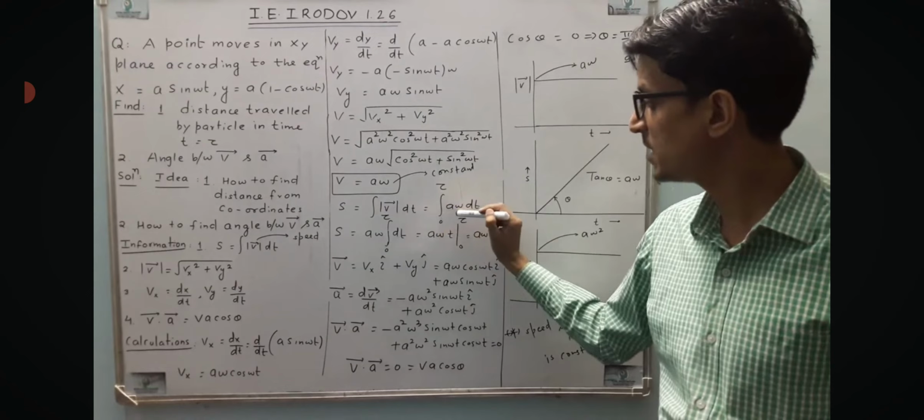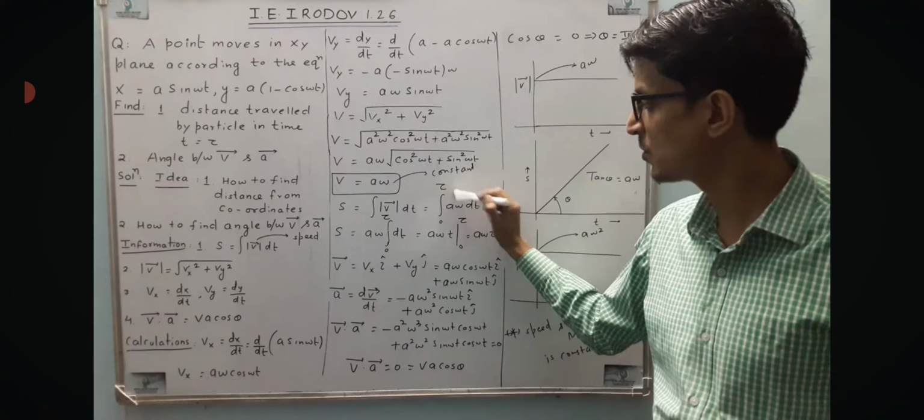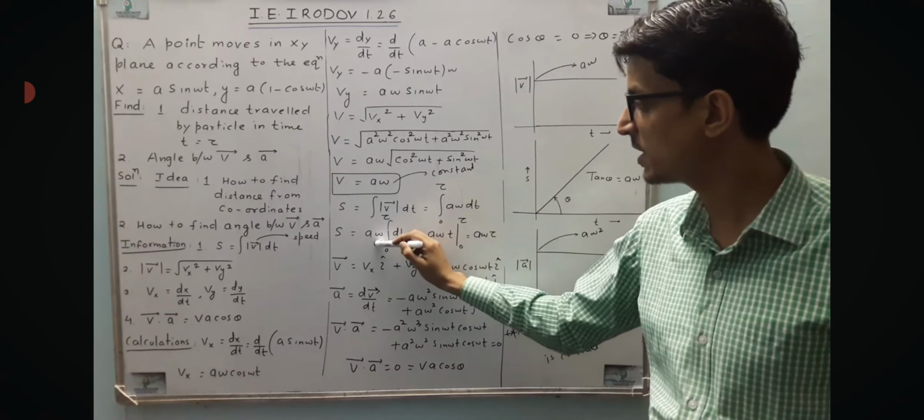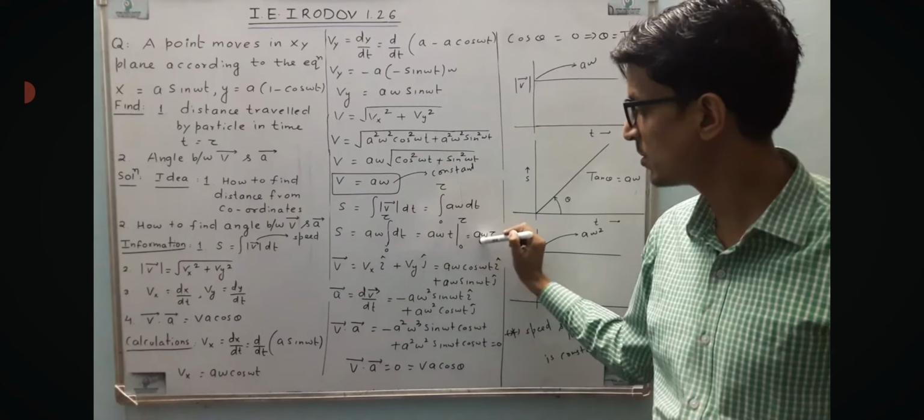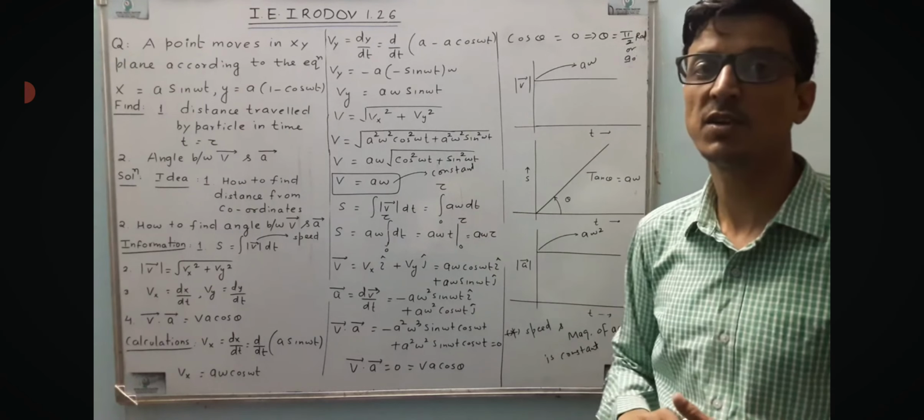Now distance is the integration of v dt from 0 to tau. So speed is a omega, dt from 0 to tau. A omega is common, so we can take it outside. Integration of dt from 0 to tau will be tau. So the distance travelled is a omega into tau.